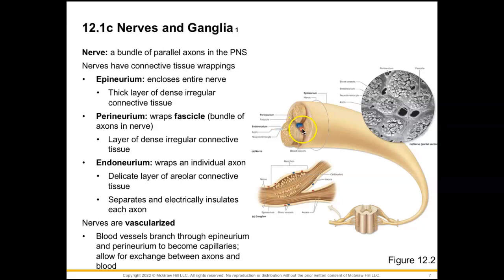Now you can also see in here that we have a vein and an artery. So our nerves are vascularized so that we can branch through the epineurium and perineurium to become very small capillaries to supply these nerves and allow for exchange between the axons and the blood.